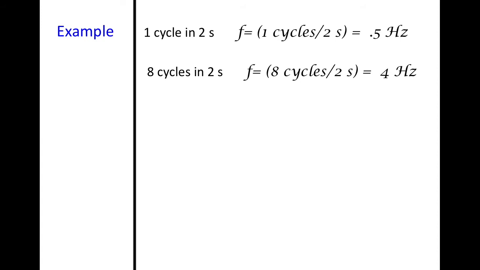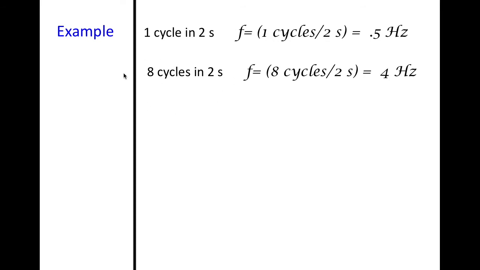Here's an example. If I had 1 cycle in 2 seconds and I want to solve for frequency, frequency is, remember, how many cycles in 1 second. All I would need to do is divide how many cycles by how many seconds, and that would give me per second. So 1 cycle divided by 2 seconds gives 0.5 hertz, which means I have half of a cycle, half of a full wave, in each second.